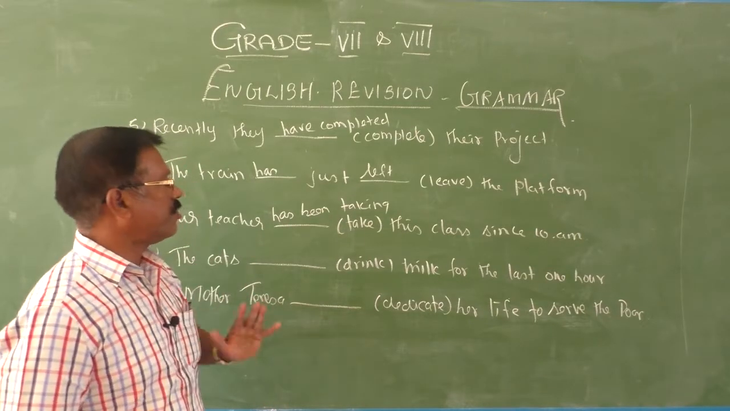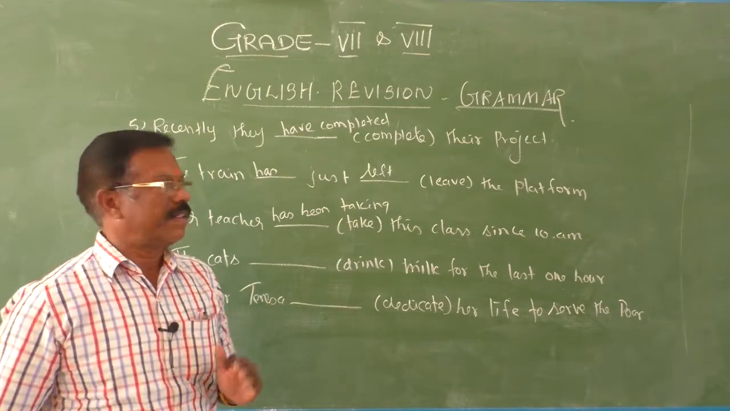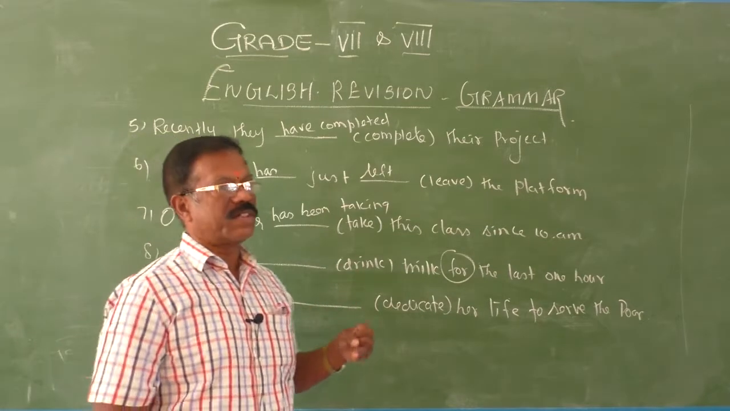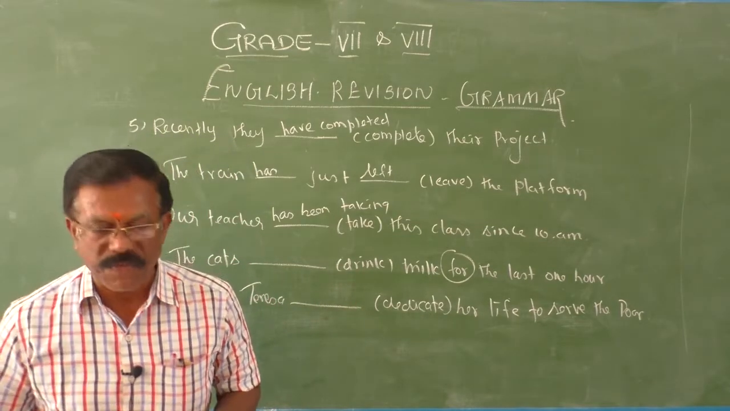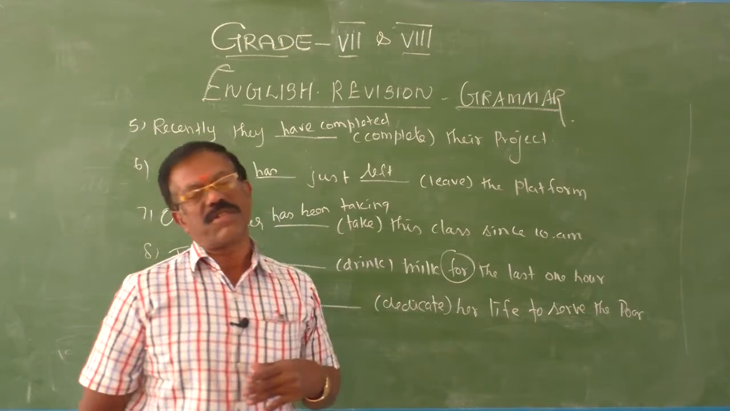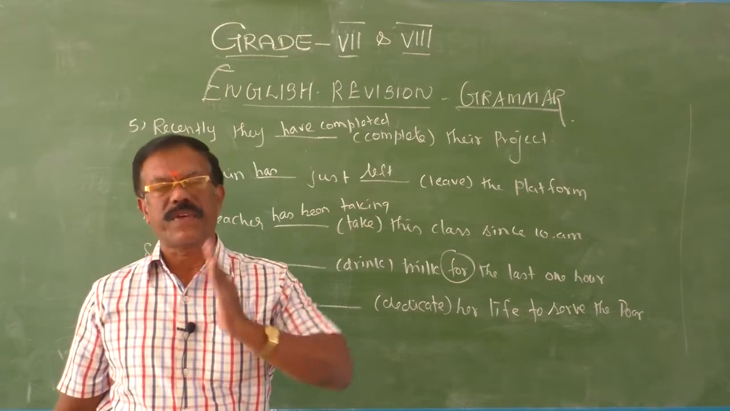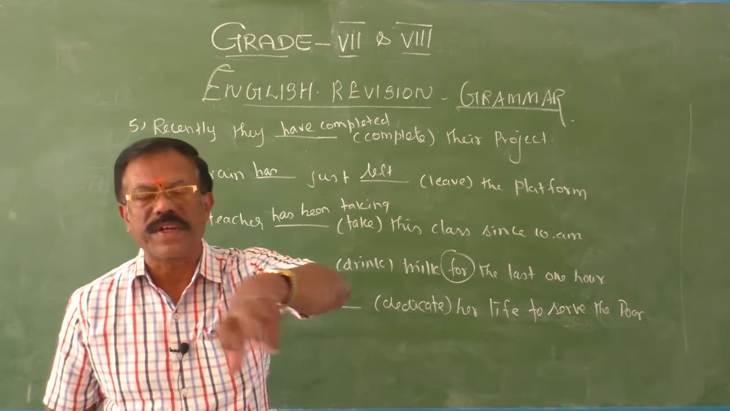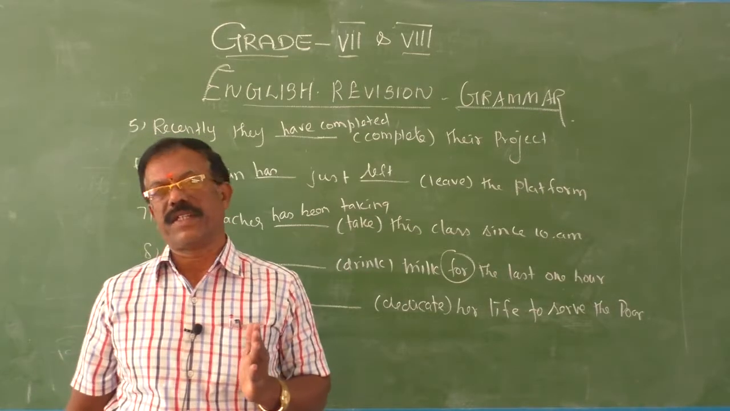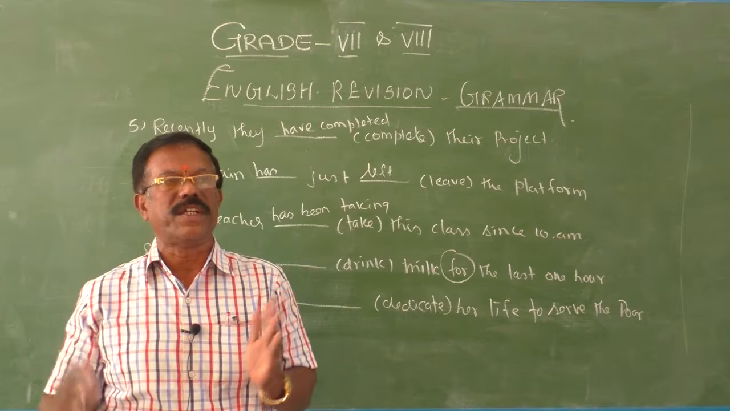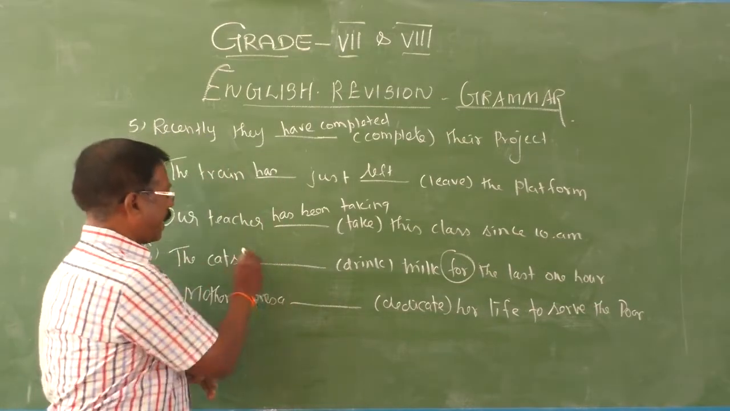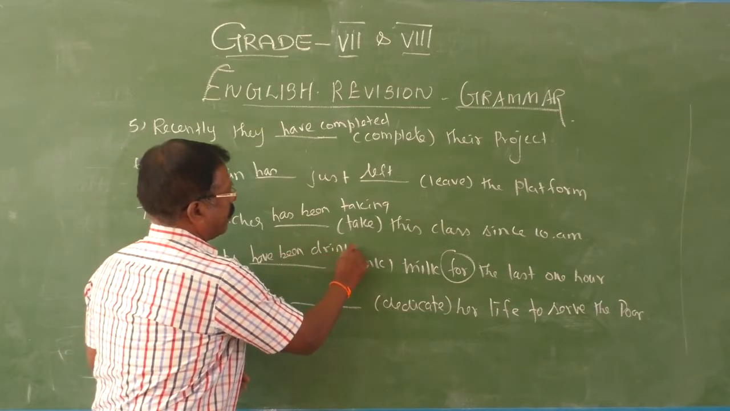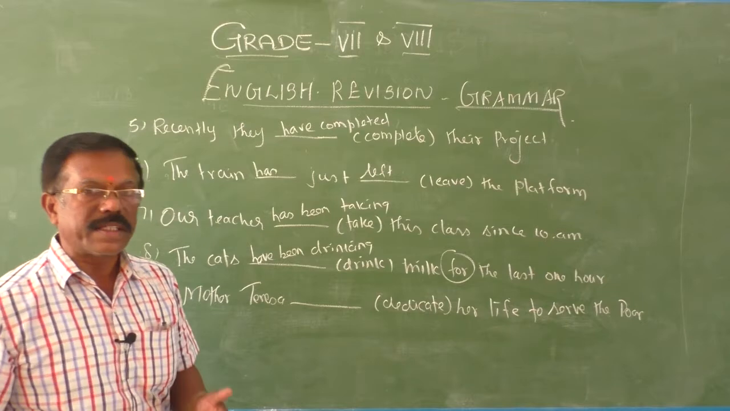The cats have been drinking milk for the last 1 hour. Here you have used for. Since and for are keywords associated with present perfect continuous tenses. Since is used for the beginning of an action, when an action started. For is used for the duration of an action. You should know the difference, children. So the cats have been drinking milk for the last 1 hour.